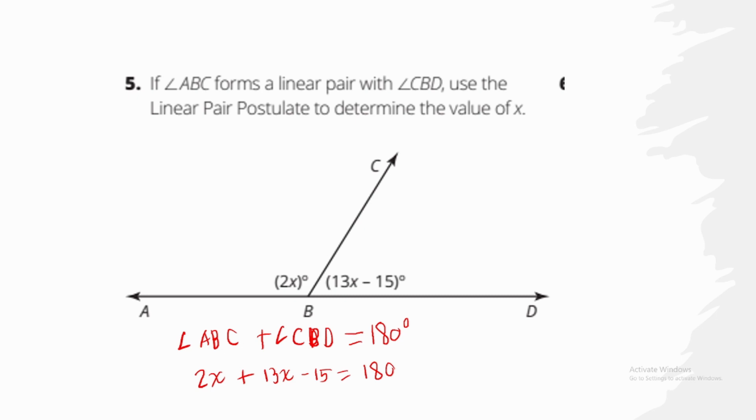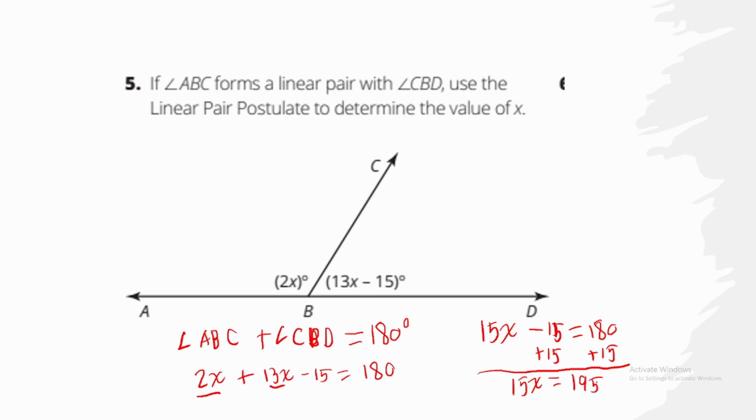And in order to solve this, what do we do? First thing we want to do is combine like terms. Now I'm going to bring my problem up over here. So 2x plus 13x will give me 15x minus 15. Now we have to solve and get that x by itself. First thing we do is we add 15 to both sides, work from the outside in towards my x. So we have 15x equals 180 plus 15, which is going to give me 195.